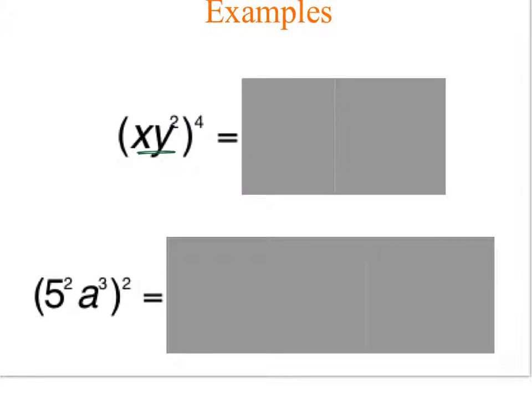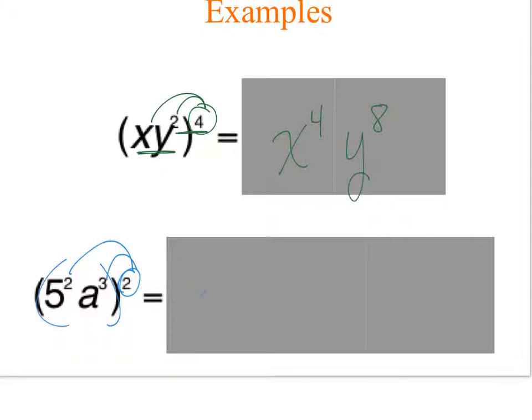So we raise this product to the 4th power. We need to raise everything inside to the 4th power. So this becomes x to the 4th, y, power raised to a power we multiply, so it's y to the 8th. This product raised to the exponent of 2, we raise everything inside to it. So 5 to the 2 to the 2, which, as you know, is 5 to the 4th. Then a to the 3 to the 2nd, multiplying is a to the 6th.